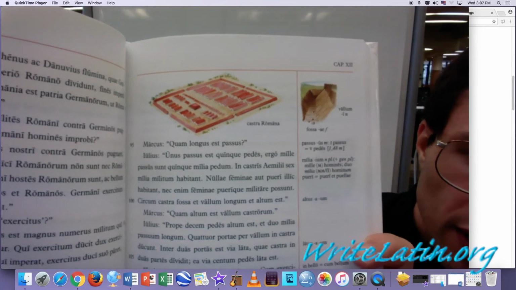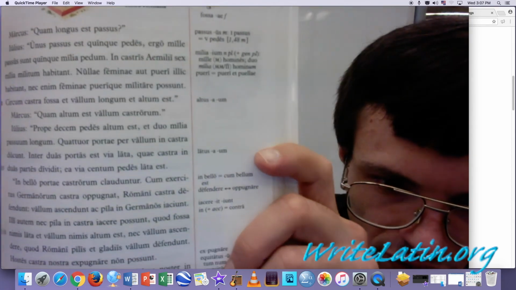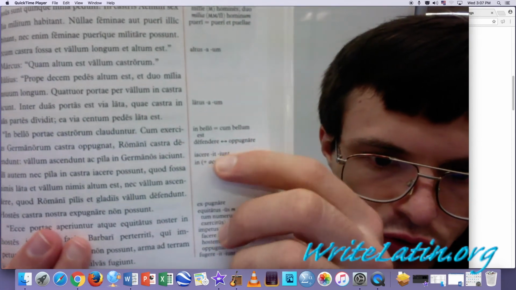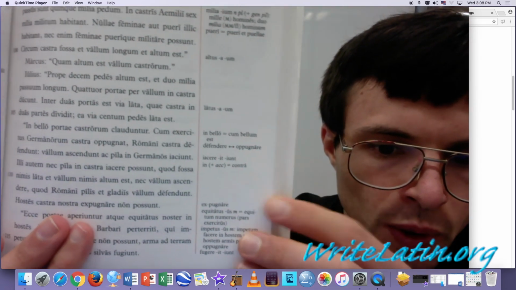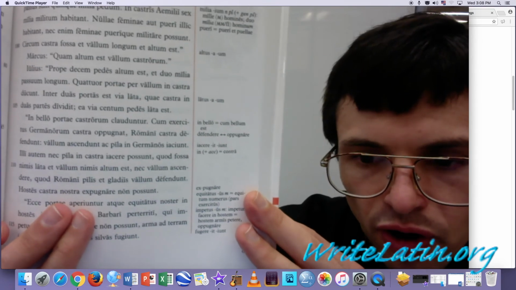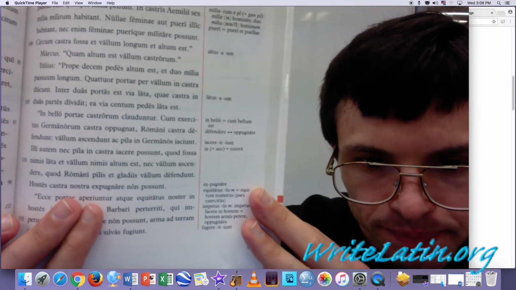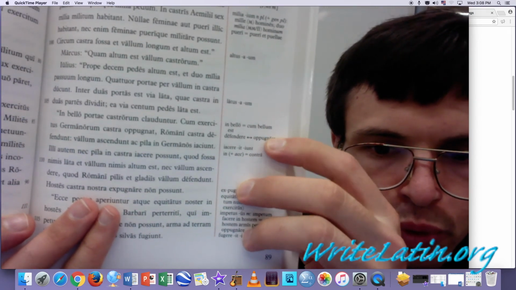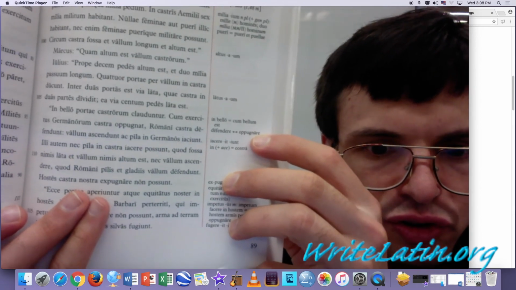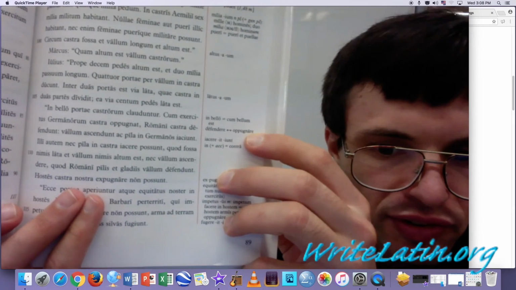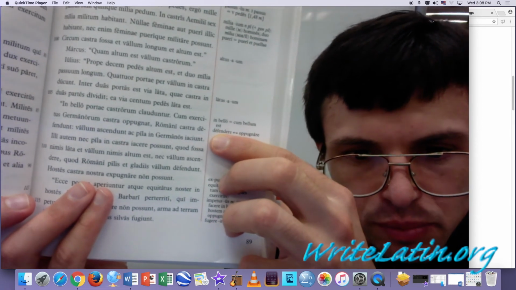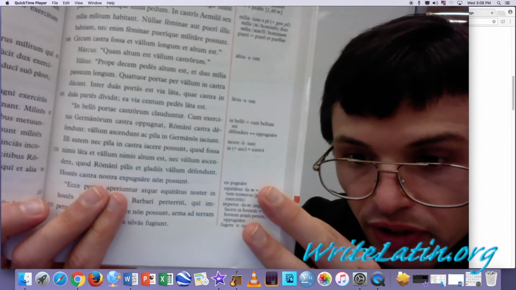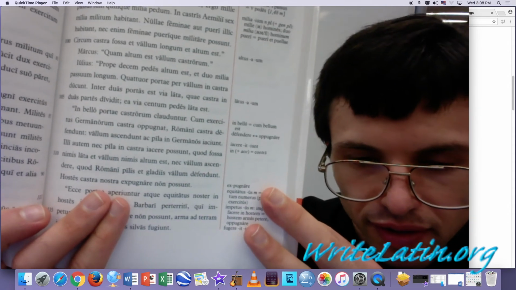Okay, what else? You have to know how to use these side notes. For instance, sometimes he uses this double arrow, which means that these two things are similar opposites. So at this point you would know what oppugnare means. It means to storm, like a castle. So if you knew that, then you could probably figure the similar opposite of that would be defend, right? So that's kind of simple.